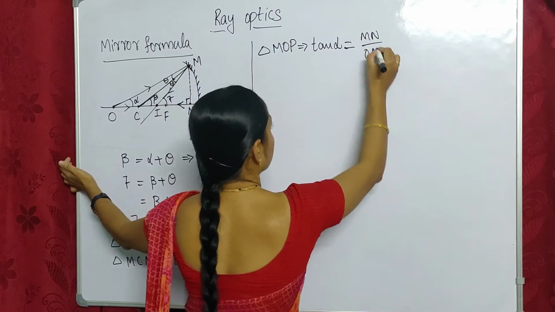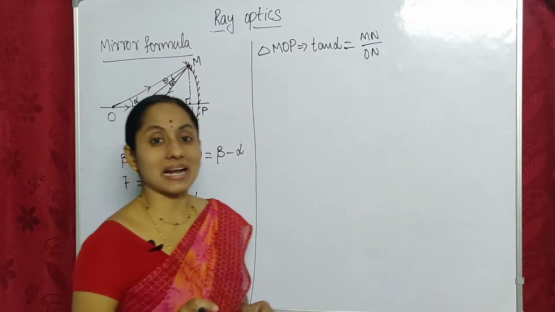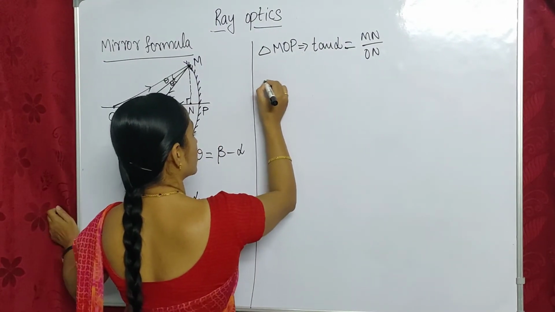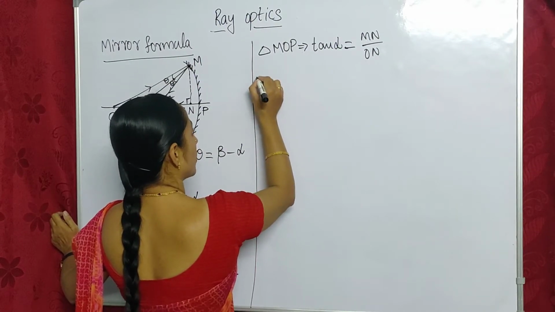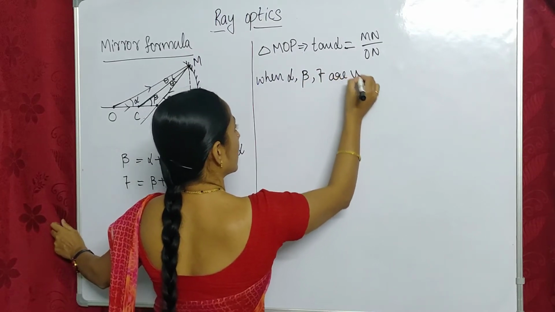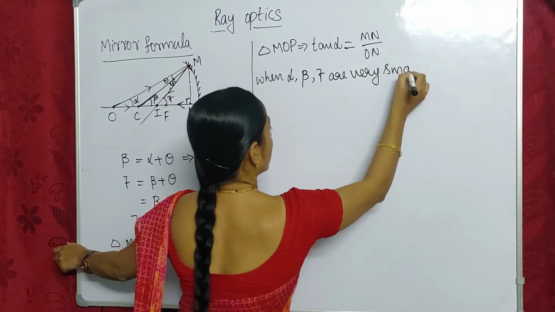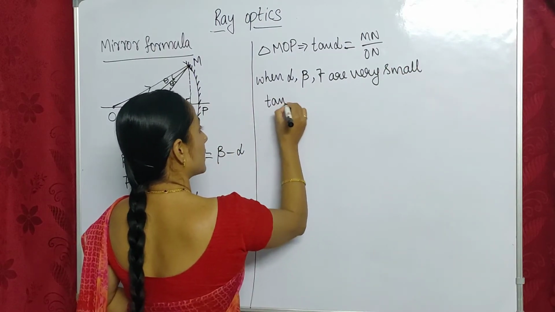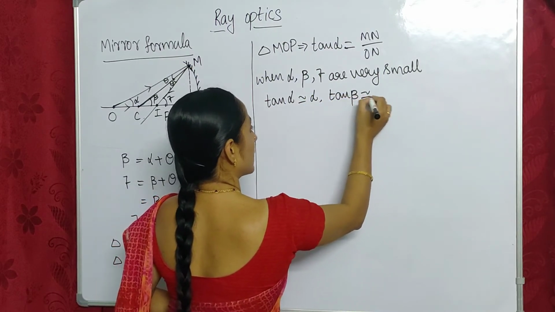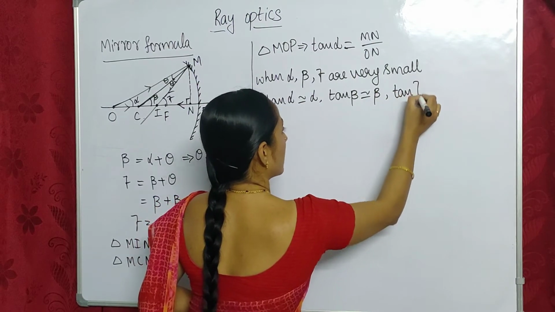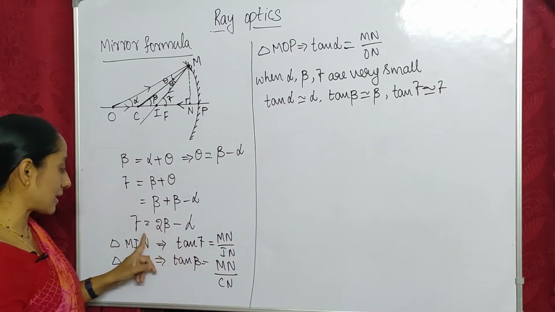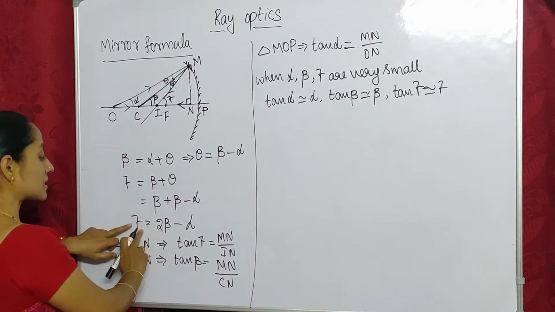Now we have considered something called the paraxial approximation. When the angle is very small, when alpha, beta, gamma are very small angles, according to the paraxial approximation, tan alpha is approximately equal to alpha, tan beta is approximately equal to beta, and tan gamma is approximately equal to gamma. So can we substitute the tan alpha, tan beta, tan gamma values here? Yes, we can substitute.